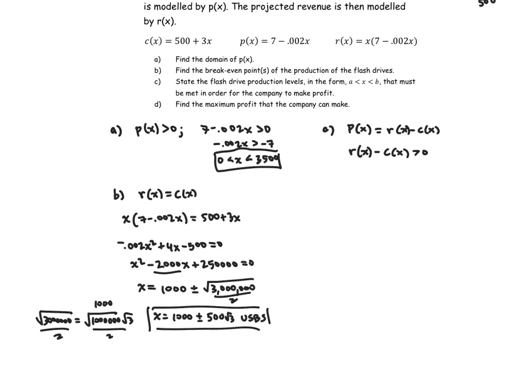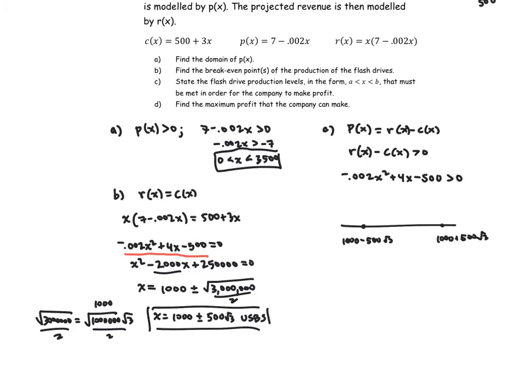Okay, so we know what P of X is. P of X was actually this function right here. Let me highlight it in red. Right, that's R of X minus C of X. So I want to know where negative 0.002x squared plus 4x minus 500 is greater than 0. Well, I know where it equals 0. It equals 0 both at 1,000 minus 500 root 3 and at 1,000 plus 500 root 3.